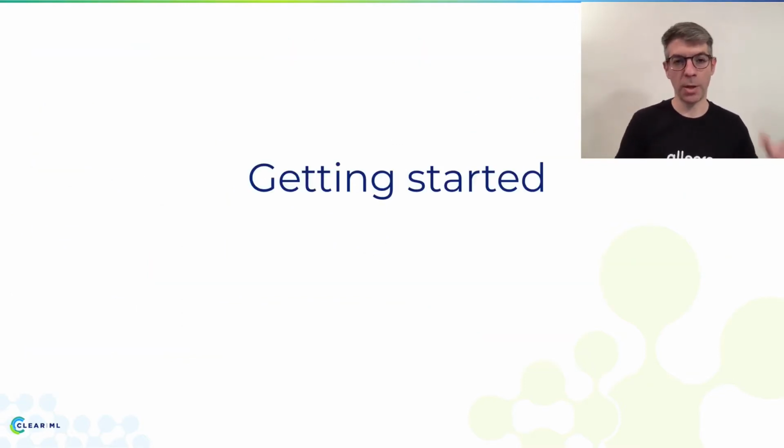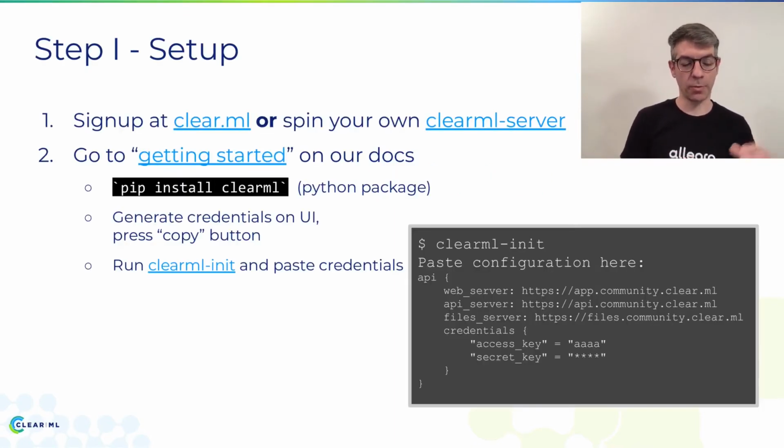Okay, first step, let's just create an account and check how things work. So first step is we have to sign up for ClearML. Either go to the website and create an account, it's free, or spin up your own ClearML server. You can go into the GitHub page. It's basically Docker Compose up and running. That's it. It is that simple.